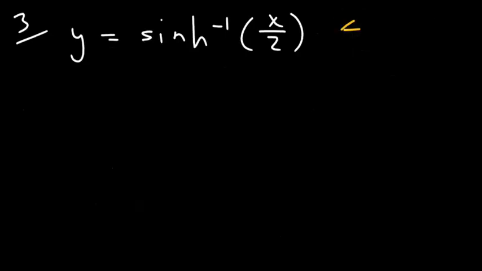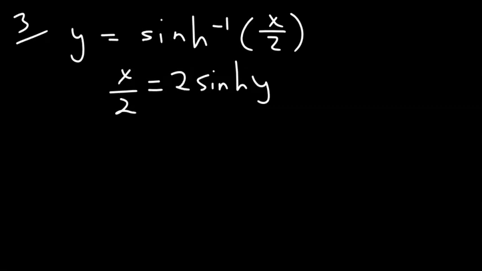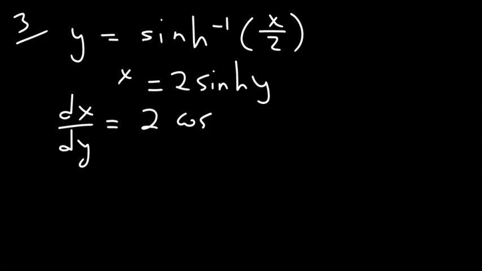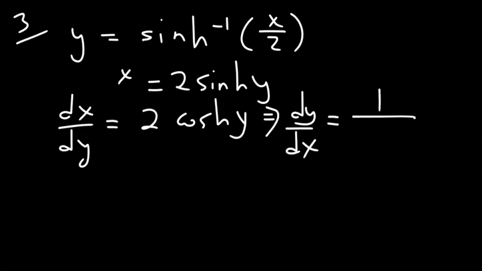Let's look at the following function. Here in the argument of the inverse hyperbolic sine, you have a factor half in front of x. It doesn't matter, the same thing follows. So x over 2 is hyperbolic sine of y. That means x equals 2 hyperbolic sine of y. So that means dx/dy is 2 hyperbolic cosine of y. What that means is dy/dx is 1 over 2 hyperbolic cosine of y.